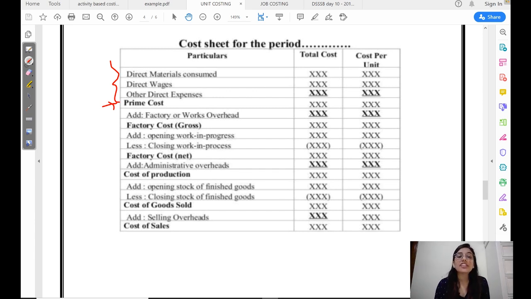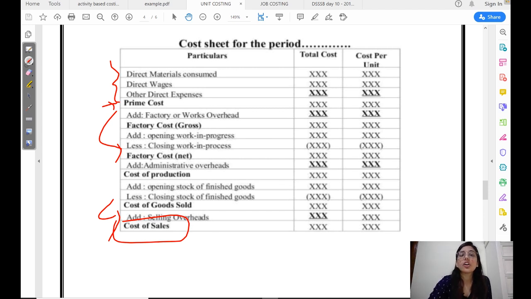Then you need to add the factory overheads to that, and you will get the factory cost. Then you need to add the administrative overheads, then you will get the cost of production. Then you need to add the finished goods stock and subtract the closing stock of the finished goods, then you will get the cost of goods sold. And finally, after adding the selling and distribution overheads, you will get the cost of sales. And this cost of sales will help us in determining the selling price.